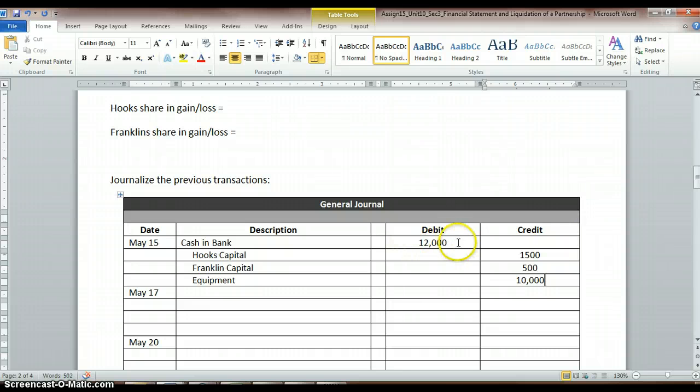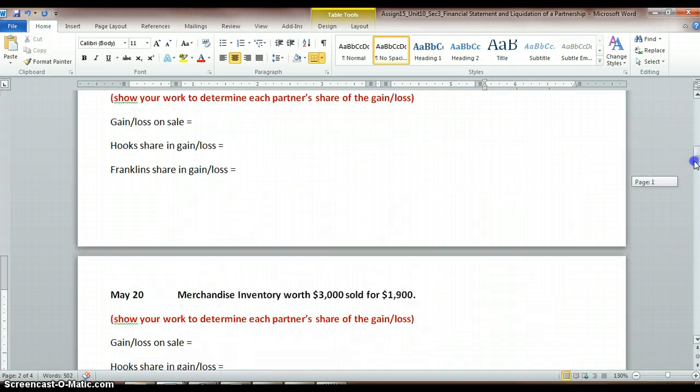I don't get confused and credit it for $12,000. That's just what we got paid. We want to record the value. So just real quick, I like to double check to make sure my debit of $12,000 equals my credits of $10,000 plus $2,000, so $12,000, and yes, I'm good to go. My debits equal my credits, so I can move on to the next one.